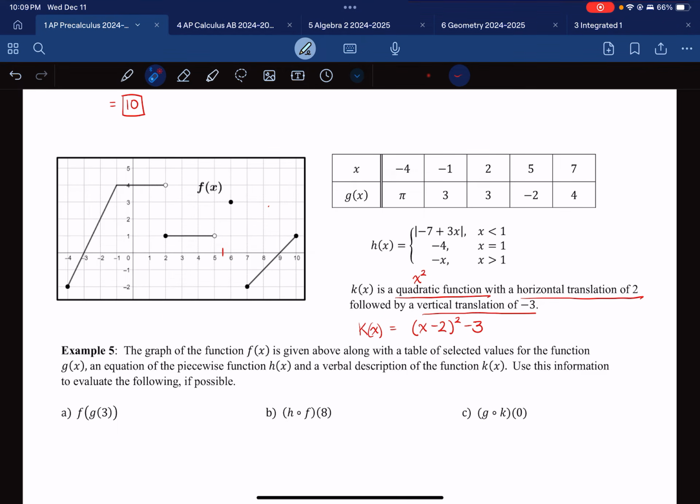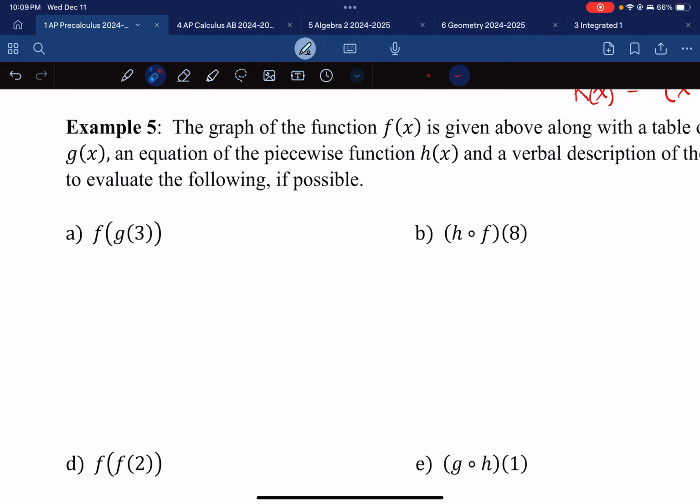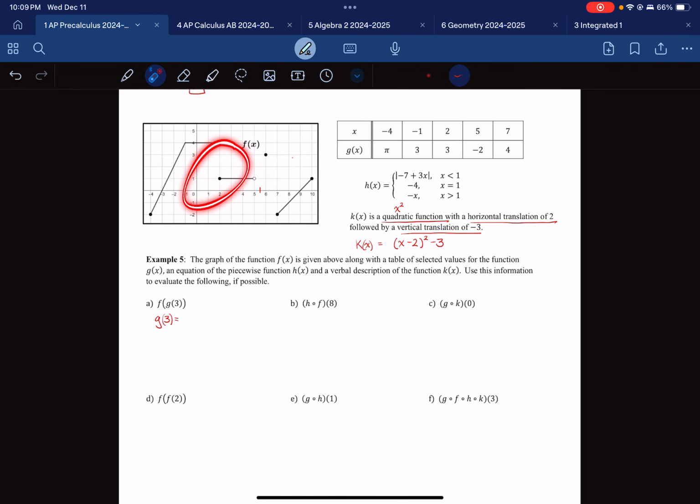All right, we have all the groundwork laid to solve example 5's 6 questions. So let's go ahead and do part A. First, I need to do the inside. I need to do g of 3. So what am I invoking here? Am I doing the graph, the table, the piecewise equation, or the word problem? G is talking about this g, and that is a table.